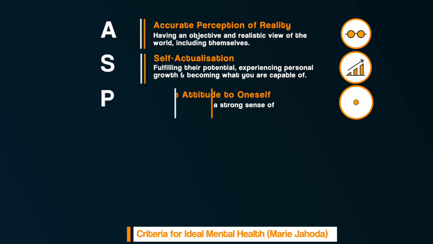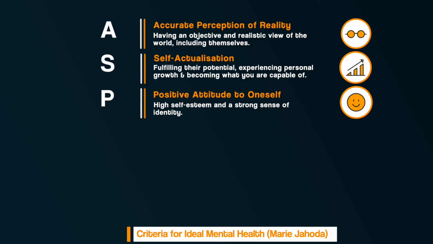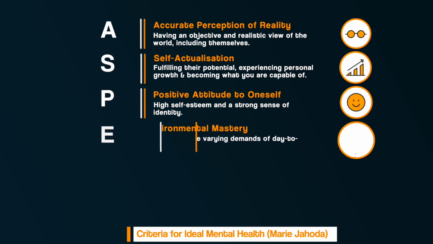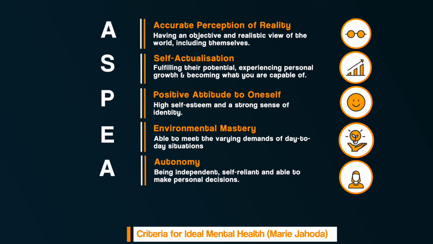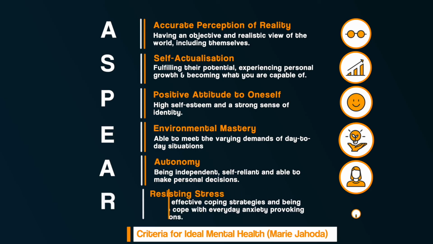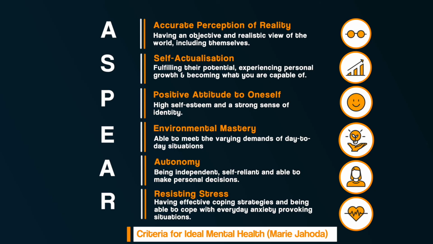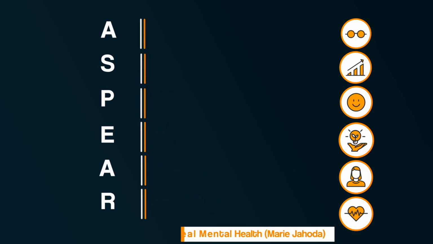P. Positive attitude to oneself. This means having high self-esteem and a strong sense of identity. E. Environmental mastery. This means you have the ability to meet the varying demands of day-to-day life. A. Autonomy. Being independent, self-reliant, and able to make personal decisions. In other words, you have the ability to make your own decisions based on what is right for yourself, rather than to satisfy others. R. Resisting stress. Having effective coping strategies and being able to cope with everyday anxiety-provoking situations.